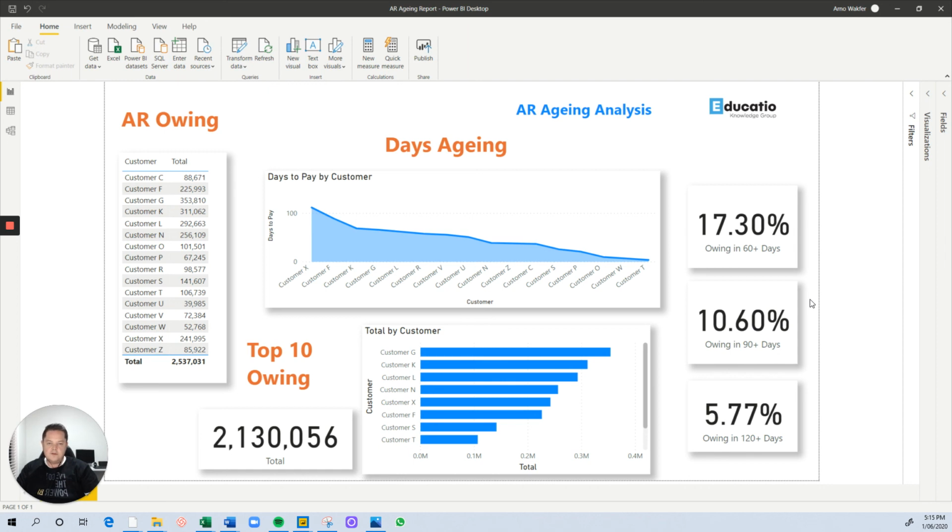Once this is set up, it runs on autopilot, and all you have to do is just refresh the data there.